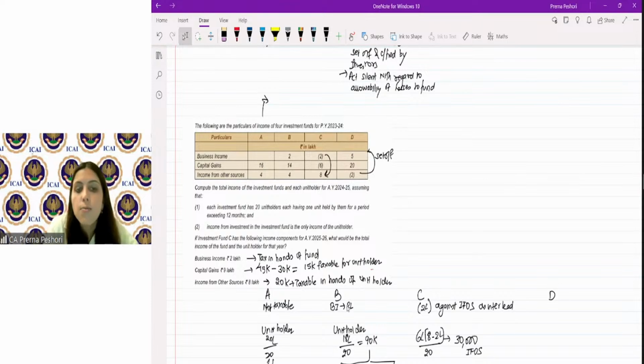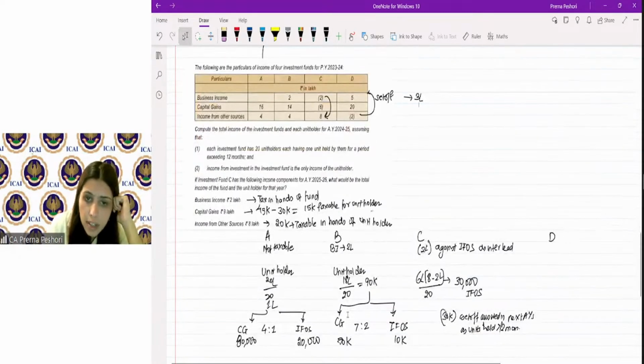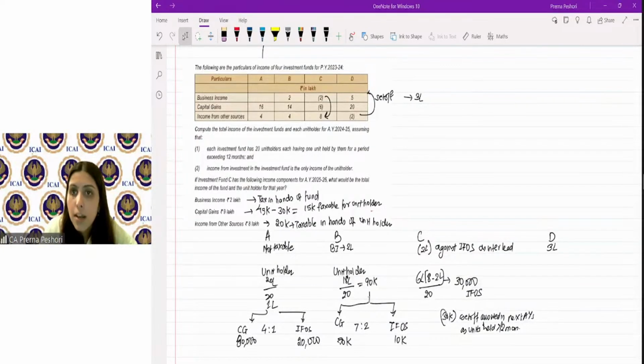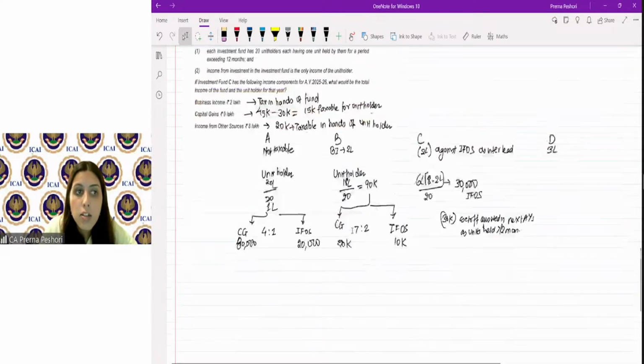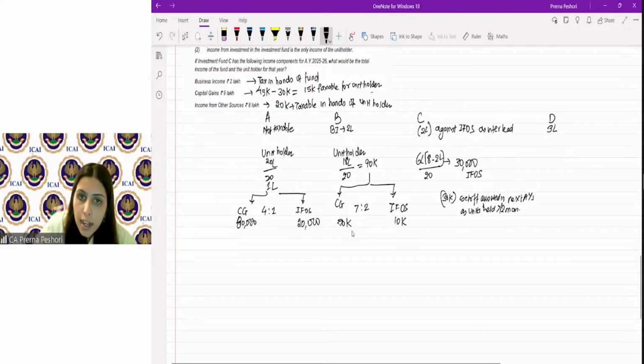Similarly, in this case, this is first set off. So first you will do the interhead adjustment, and the loss which remains after the interhead adjustment shall be carried forward either at the level of fund or at the level of unit holder. Are we getting that point? So here only the 3 lakh remains. Now this 3 lakh will be taxable in the hands of the fund. In the hands of the unit holder, we will have 1 lakh as capital gain. There will be no other sources. Okay?